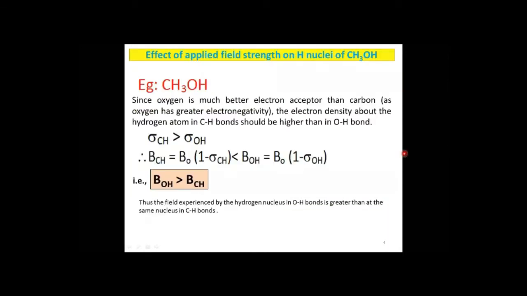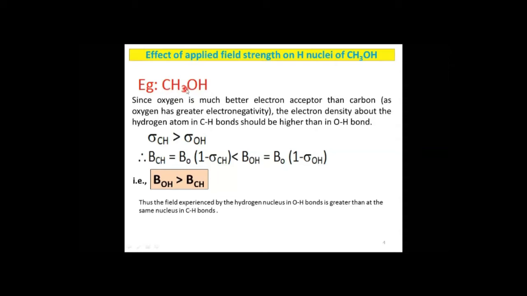So we can take an example of methanol and let us see how the applied field strength actually varies the positions of the nuclei in the NMR spectrum. So the effect of the applied field strength on the hydrogen nuclei of methanol. We could see that two types of protons are present. One which is attached with oxygen, the other one which is attached with the carbon. So this proton will have a different electron density when compared to this methyl proton. So we need to see the atoms attached to the protons.